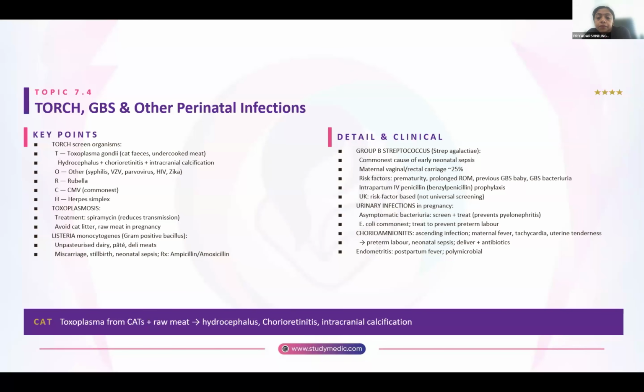Coming to chorioamnionitis. Chorioamnionitis will cause ascending infections, maternal fever, tachycardia, uterine tenderness. Okay, this can lead to preterm labor, neonatal sepsis. The main idea is to deliver and give the woman antibiotics. Endometritis can cause postpartum fever, and this is generally polymicrobial in nature.